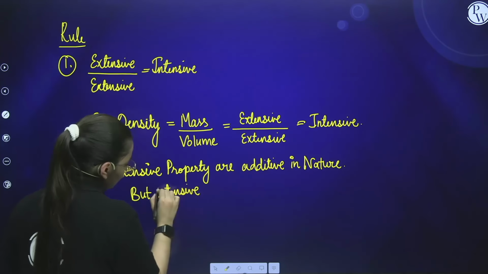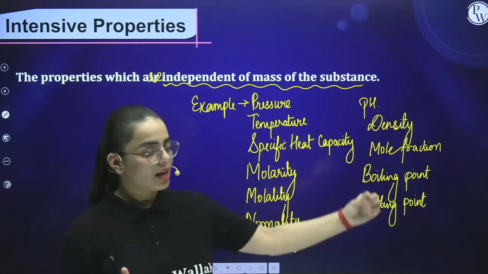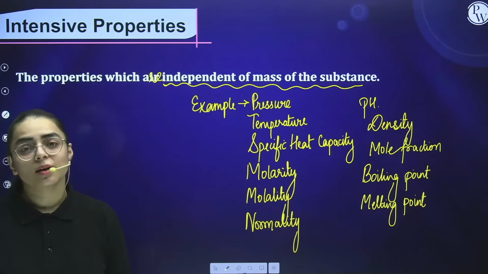Now, let us see the molarity case. What do you mean by molarity? Molarity is number of moles by volume, right? So number of moles is extensive, volume is also extensive. Extensive by extensive leads to the formation of intensive. Similarly, you can go for molarity, normality, density. We have already seen mole fraction: number of moles of a given component divided by total number of moles. Both of these are extensive properties, so the result is an intensive property.